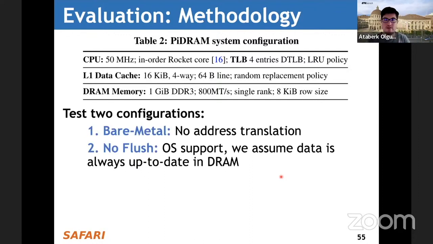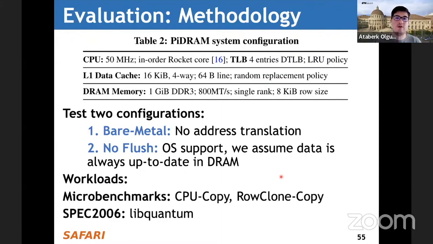We test two configurations of RowClone support in our system. The first one is bare metal, where we don't do any sort of address translation. And the second one is what we call no flush. We have system software support, but we assume that the data is always up to date, so we will never use cache line flush operations here.